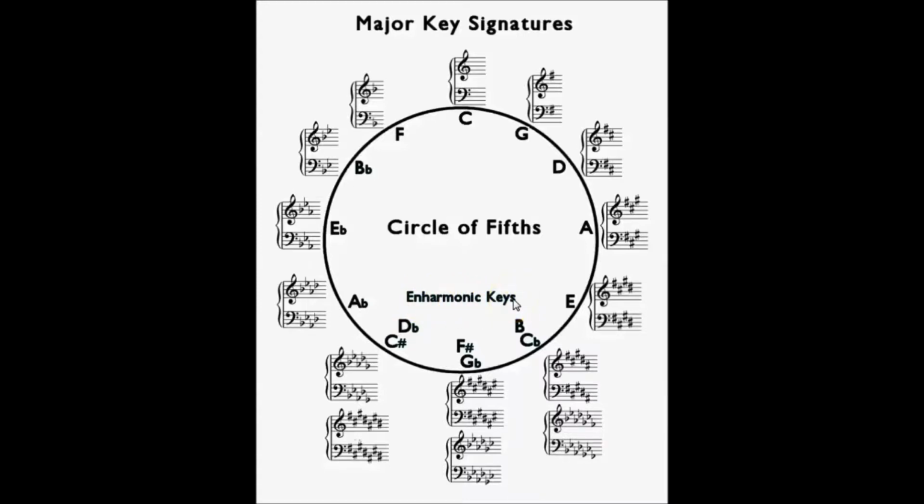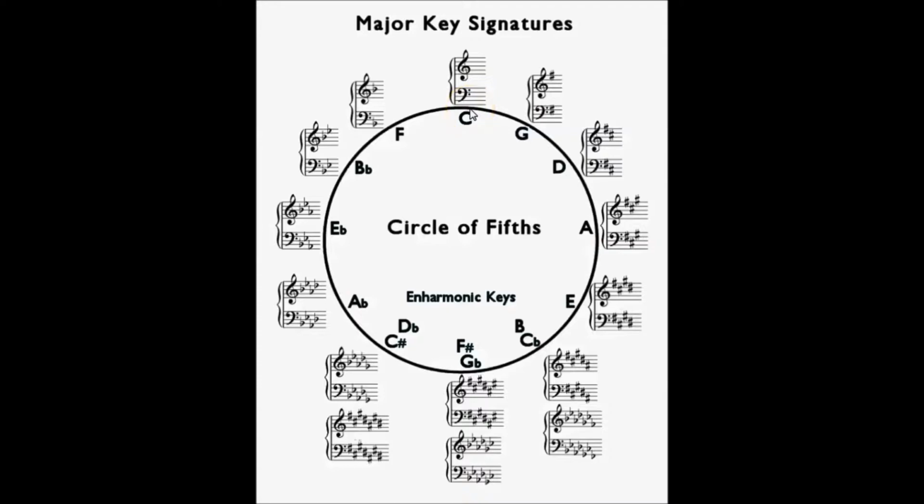We know that enharmonic is a word that means two ways to spell the same pitch. For example, F sharp and G flat are the same note. So if I play an F sharp major scale with this key signature, it is going to sound the same but be written on the staff differently than the key of G flat, which would be this key signature.